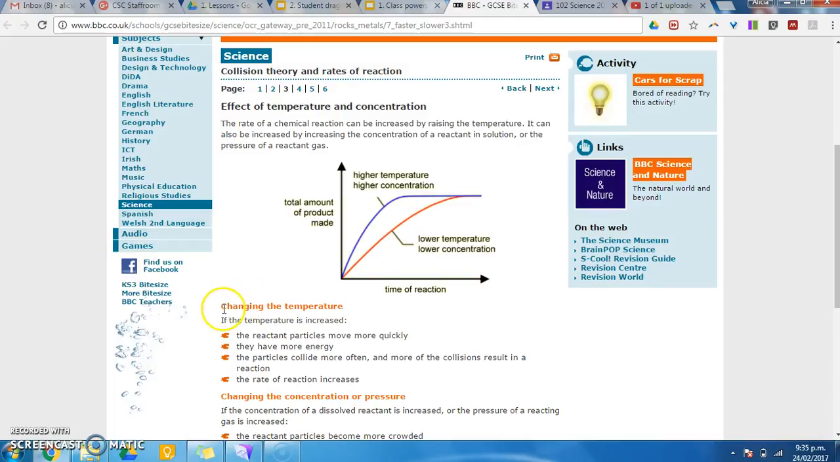So changing the temperature. If the temperature is increased, the reactant particles move more quickly. They have more energy and the particles collide more often. The more collisions result in a reaction, and therefore the rate of reaction increases. So this is just going back over what you already know. Okay, pause that to get those notes copied in or written in, and then start it again when you're ready for the next step.